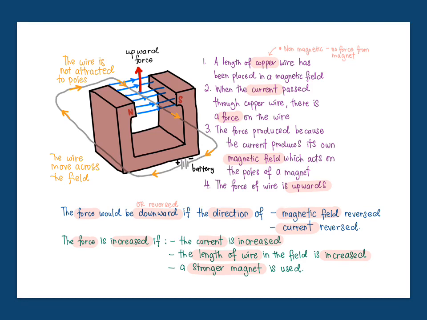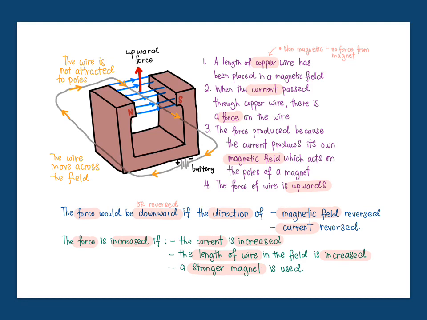Okay, so the force would be downward if the direction of magnetic field is reversed ataupun the current is reversed. Daripada dia ke bawah macam tu, dia naik ke atas ataupun magnetic field tu kita terbalikkan dia daripada north ke south. Daripada south tu dekat belah kiri, kita tukar south tu dekat belah kanan, kita tukar dia dekat belah kiri. Itu maksudnya bila kita reversekan the force. Kita tak nak dia ke atas, tapi kita nak dia ke bawah.